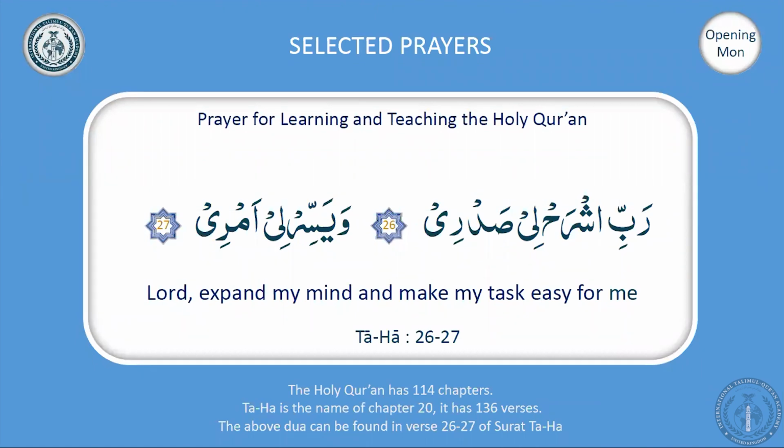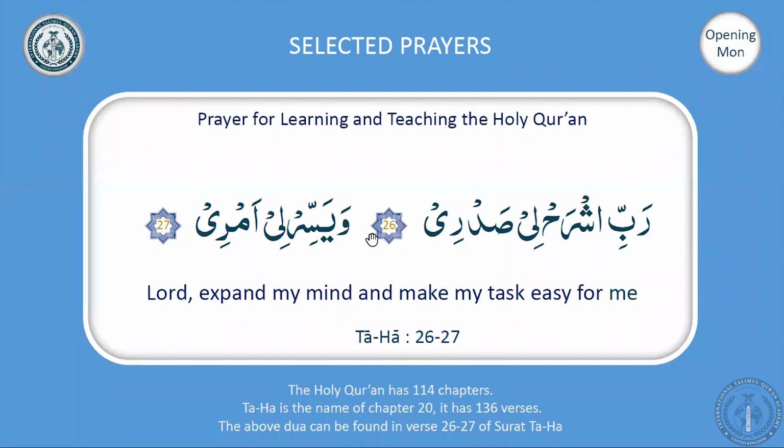رب اشرح لي صدري ويسر لي أمري. Lord, expand my mind and make my task easy for me. Excellent. And a reference? Taha 26-27. Superb. And do you know what that means? Verse. Good. So 26 and 27 are the verses.